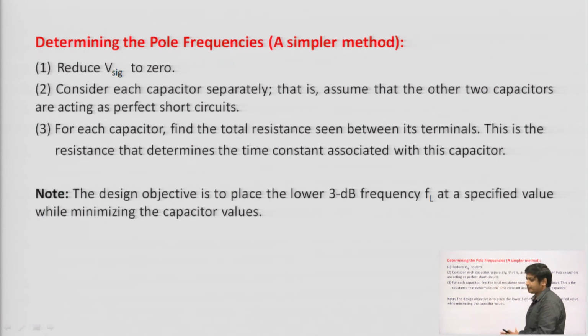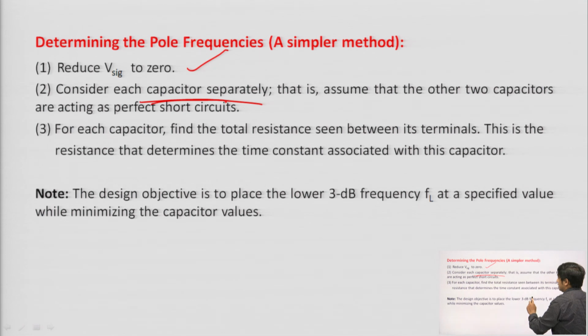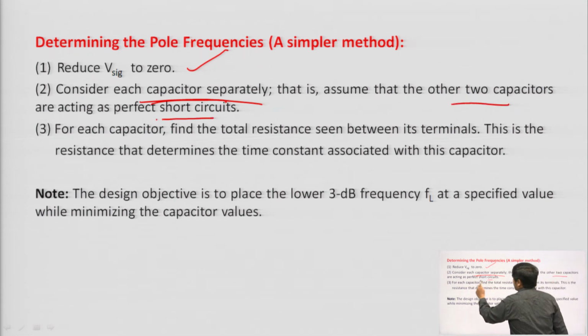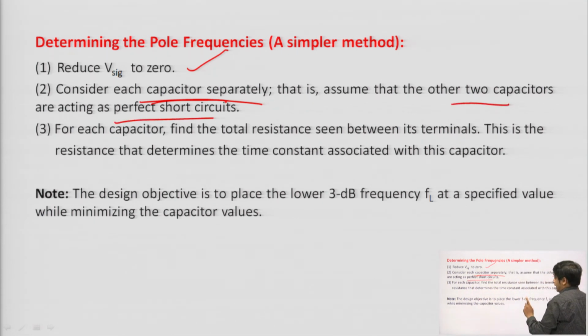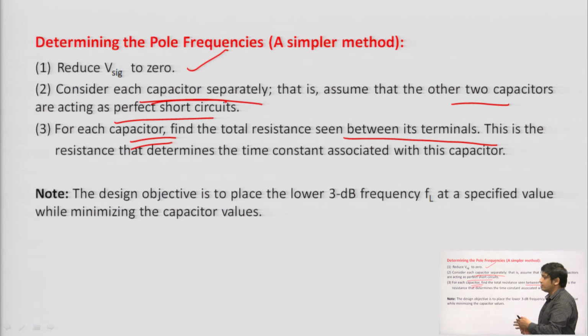So, the point is how we determine the pole frequencies: first reduce V6 to 0, then consider each capacitor separately and assume that the other 2 capacitors are acting as a perfect short circuit, and for each capacitor find out the total resistance seen between its terminals. By using this process we can determine the different corner frequencies, also called cutoff frequencies or break frequencies.